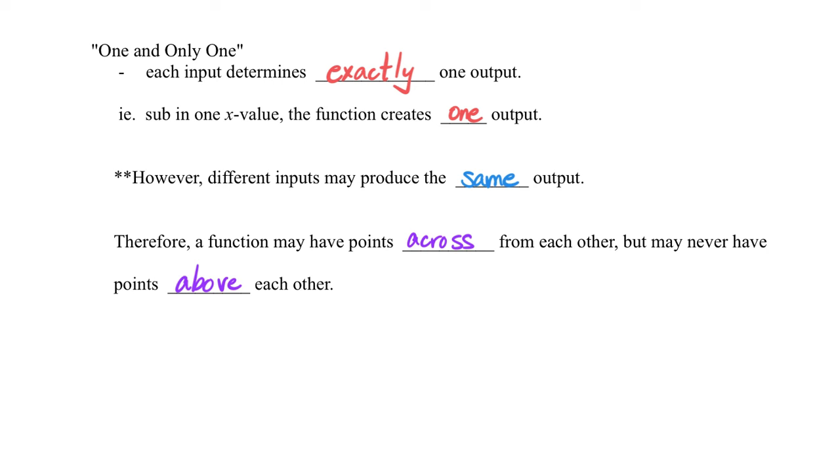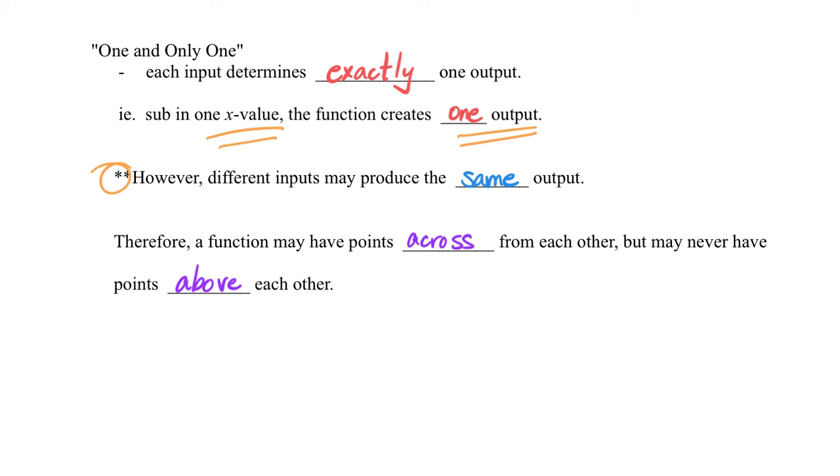Not 2 or 3, exactly 1. That's another way of saying 1 and only 1. So what does that mean? That means if I sub in one x value, then it creates one output, one y value. Now, you might look at it and say, okay, why are we going into such detail? This seems pretty straightforward. Look at the stars on the next line. Where it can get confusing a little bit is that different inputs can produce the same output.